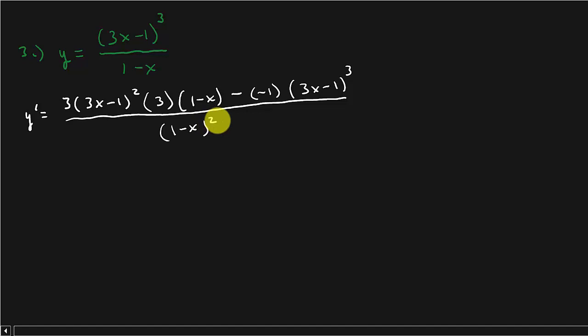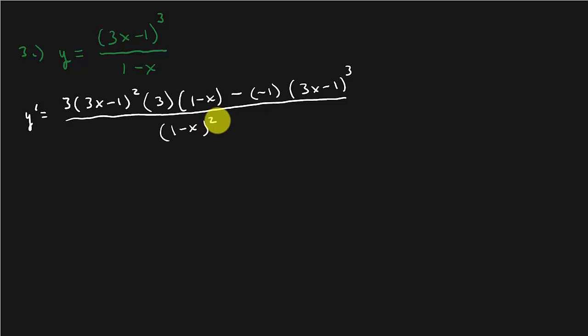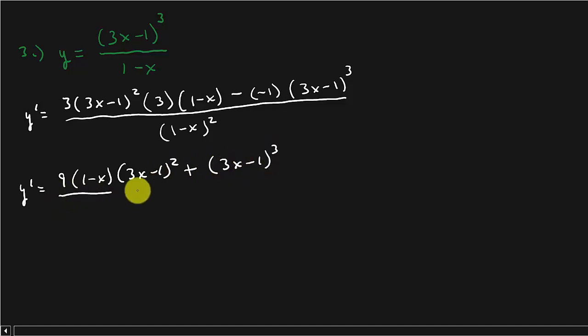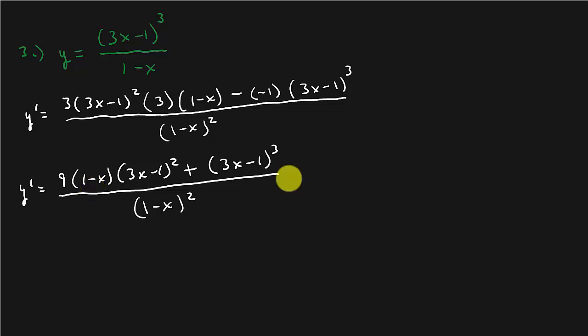All right, now, don't leave your answer like this. Simplify it. Okay, so let's clean this up some. So this is going to be 9 times 1 minus x times 3x minus 1 squared plus 3x minus 1 cubed, over 1 minus x squared. All right, yes, I wrote the 1 minus x first. Makes no difference, okay? We still have some stuff to simplify.